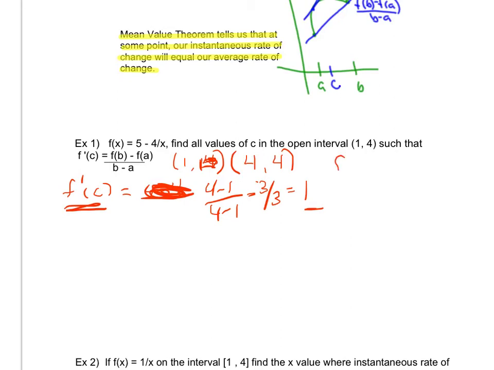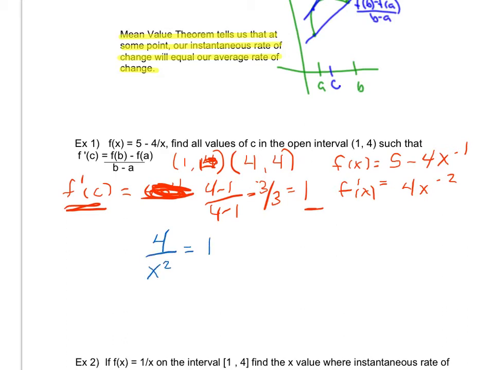So I had the function 5 minus 4x to the negative 1. When I find the derivative of my function, I end up with positive 4x to the negative 2. So now that I have my derivative and my average rate, or my average slope, I'm trying to figure out when does 4 over x squared equal 1.